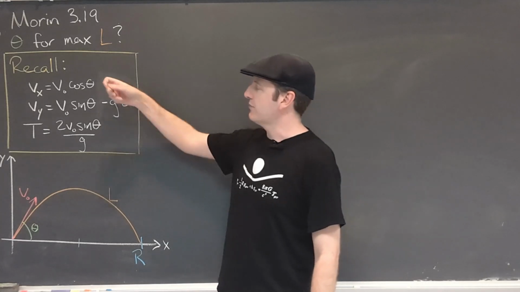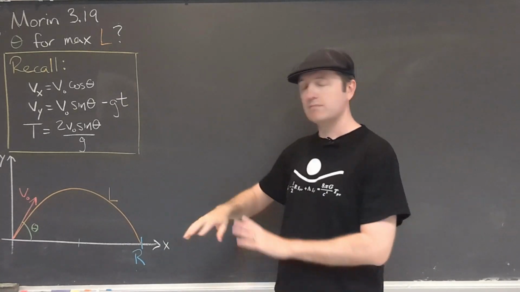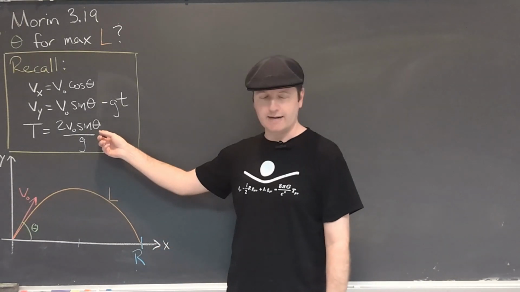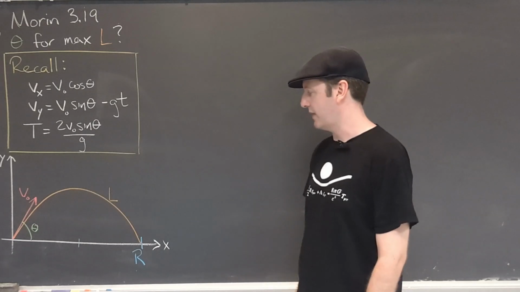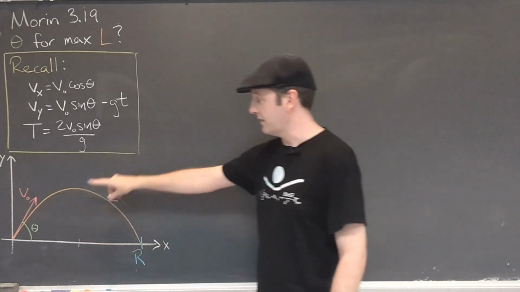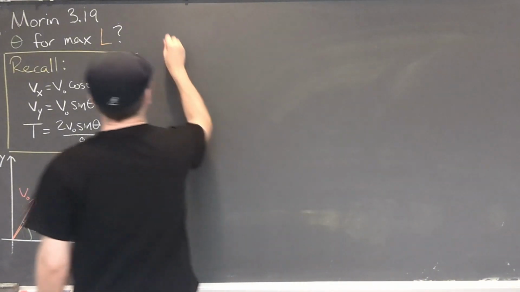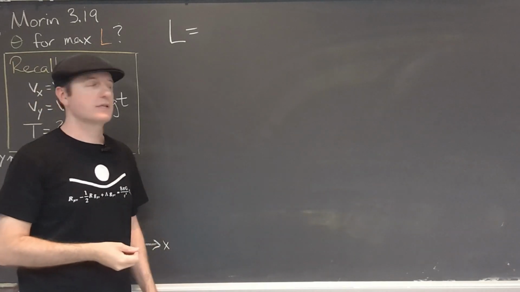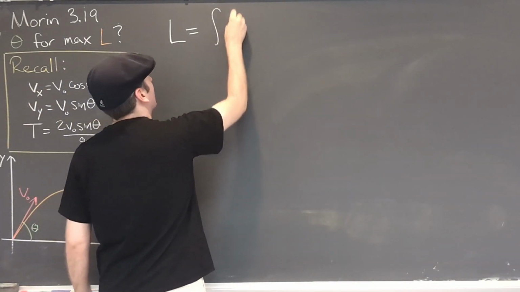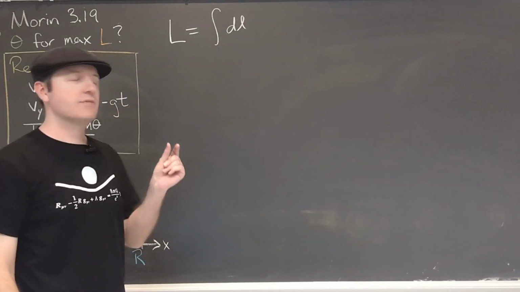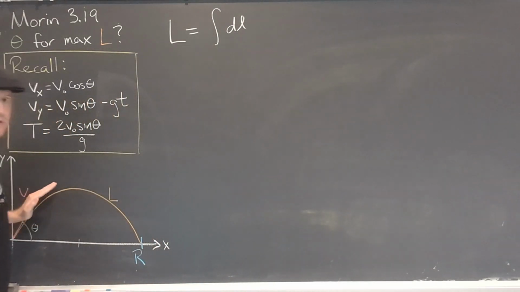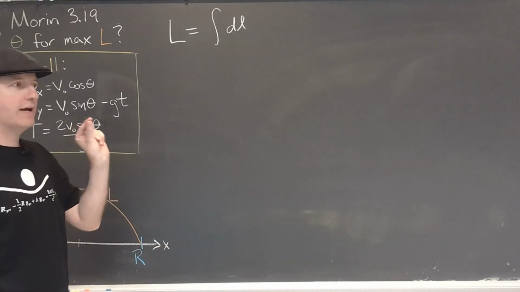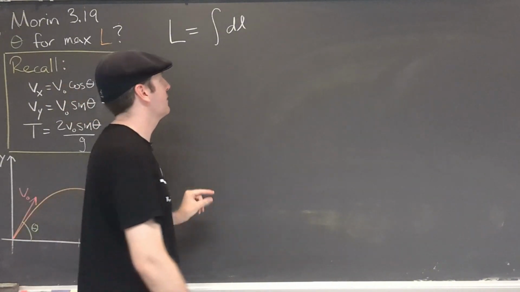So recall, we have previously calculated the velocity components at any time t as it's flying through the air. We also calculated the total time that it would take to hit the ground. And now what we want to do is calculate this arc length. So recall that the arc length has to be calculated using calculus here. So we'll have an integral of little tiny chunks of the arc that have been added together over this entire interval. Each little chunk of arc can be thought of as the hypotenuse of a very, very small triangle.